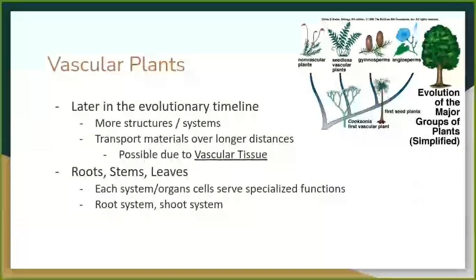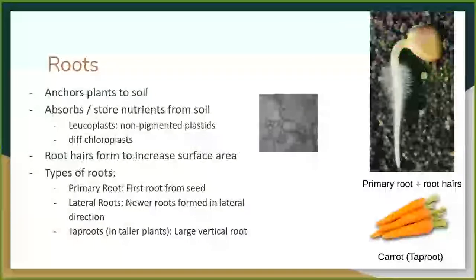So going on to the first one, we have roots. Roots are organs that are meant to anchor vascular plants into the soil. Roots can also absorb minerals and water from the soil and often will store certain materials such as carbohydrates. Roots usually have structures known as root hairs.